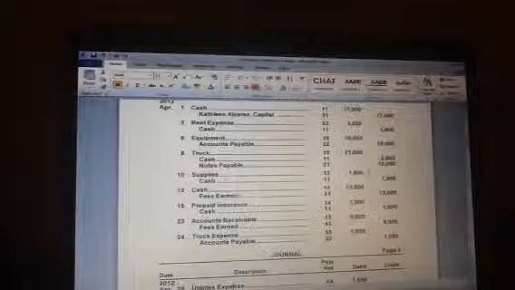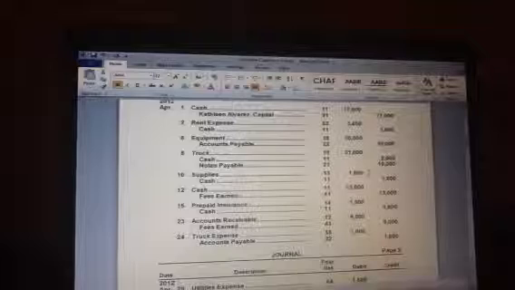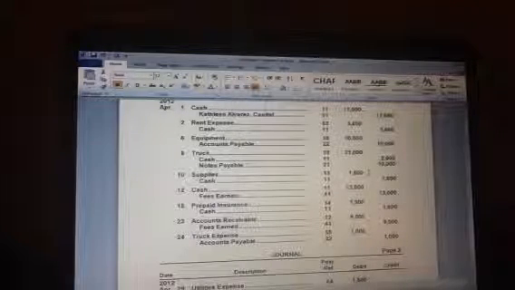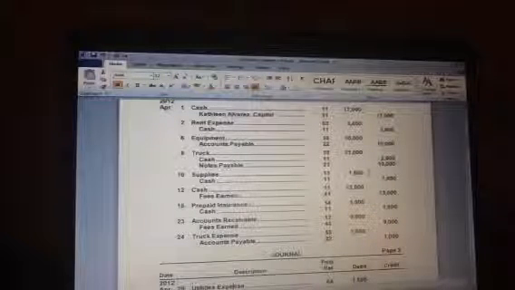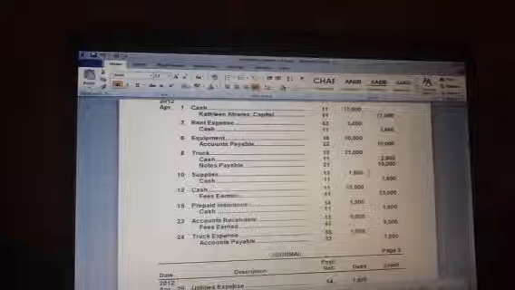On the 23rd, we recorded some more jobs that we did, but these were on account. In other words, the customers did not pay us yet for the work that we've done, so that created an account receivable. Debit accounts receivable, $9,000. Credit fees earned, $9,000.